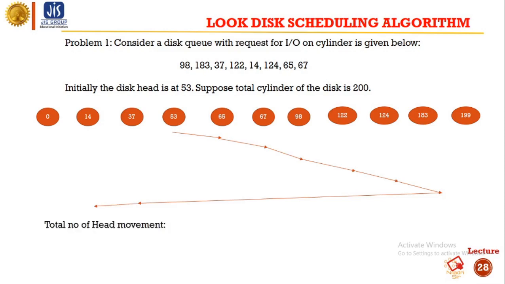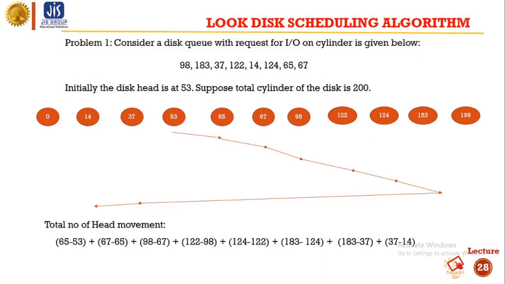So the total head movement is: from 53 we have moved to 65, so 65 minus 53, then from 65 we have moved to 67, so 67 minus 65, then from 67 we have moved to 98, so 98 minus 67. From 98 we have moved to 122, so 122 minus 98, then from 122 we have moved to 124, so the head movement is 124 minus 122. Next from 124 to 183, so the head movement is 183 minus 124.